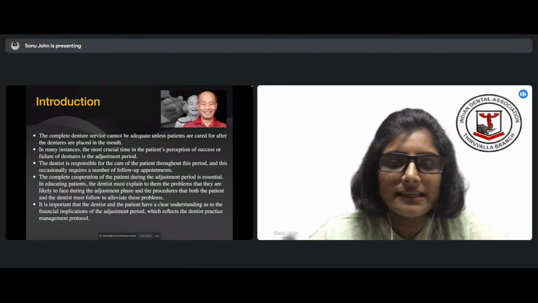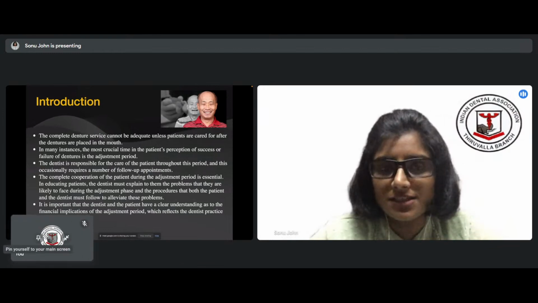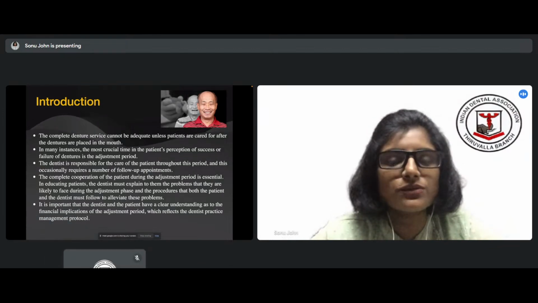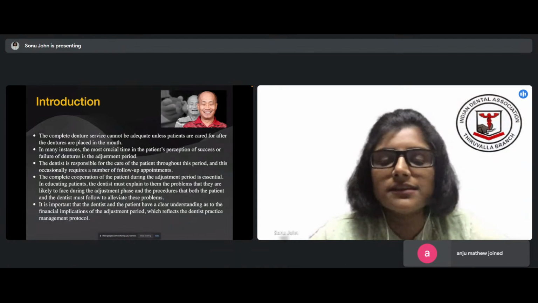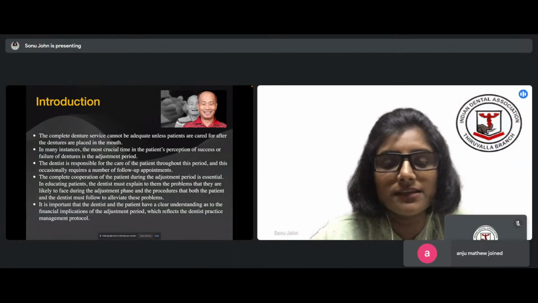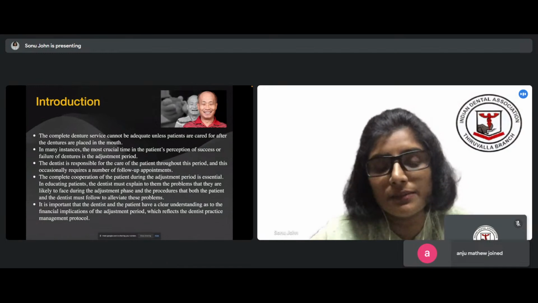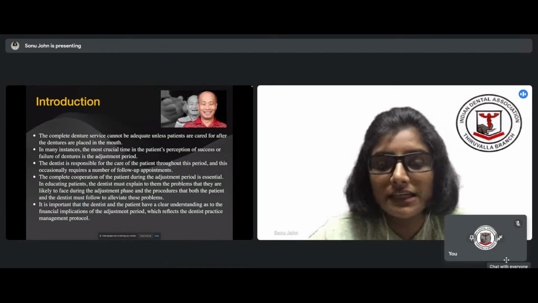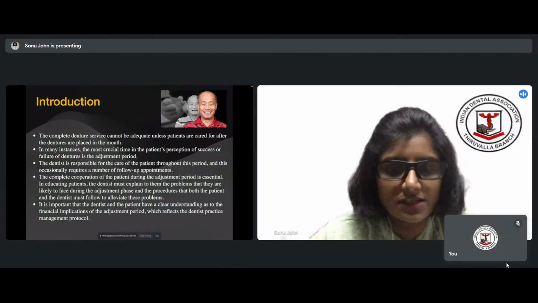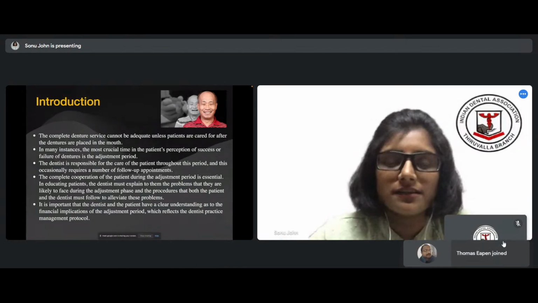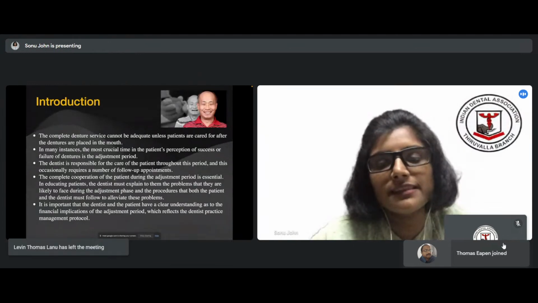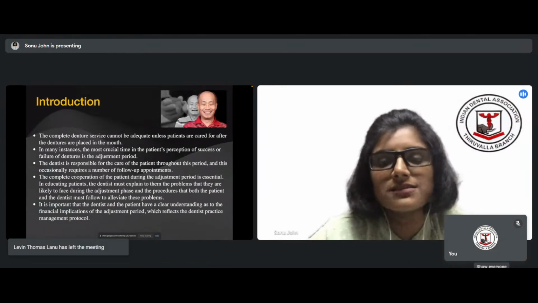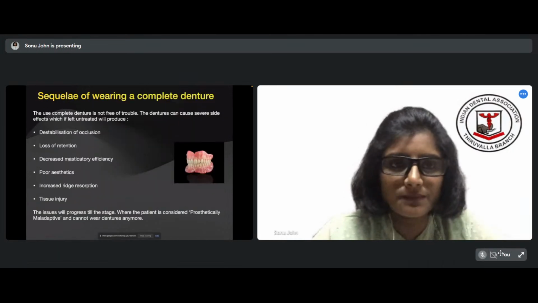It is important that the dentist and the patient initially have a clear understanding of the financial implications as well, because as you're all aware, there are certain troubleshoots where you would have to redo something. So that also involves financial implications. If all these things are communicated well to the patient beforehand, I think the adjustment phase goes very smoothly.